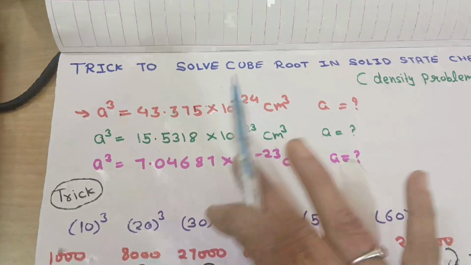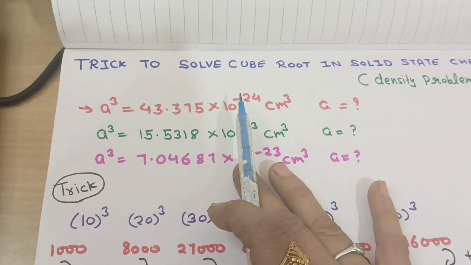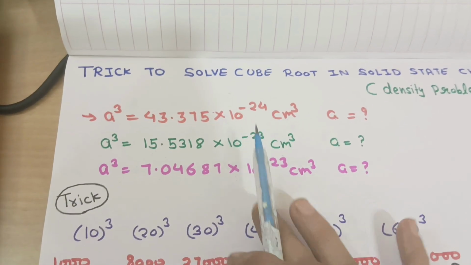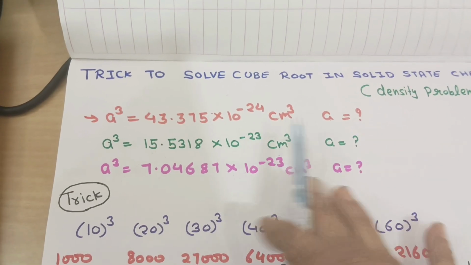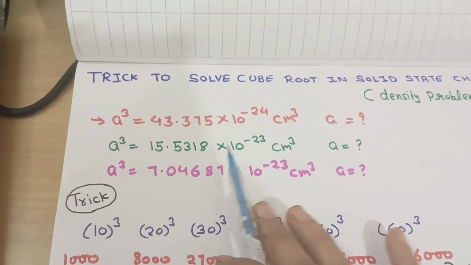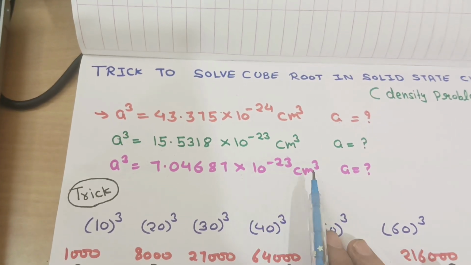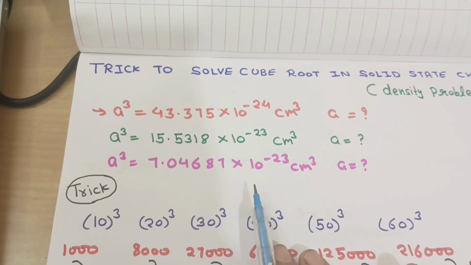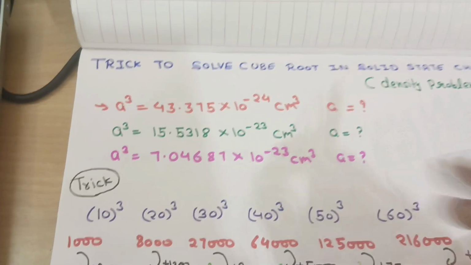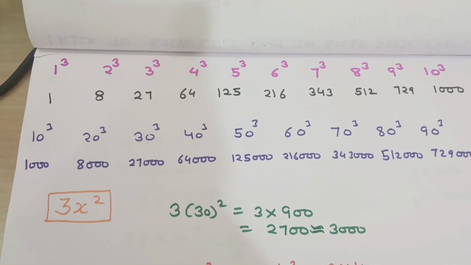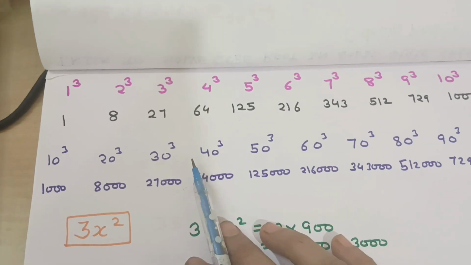I didn't select these examples randomly. I will show you why I selected these examples, and really many students feel difficulty while calculating the value of a from a cube. But don't worry, I am here to clear all your worries regarding this a cube, and from next time onwards, you will feel a little more comfortable while solving a cube. Before going through that, I will show you a small trick.